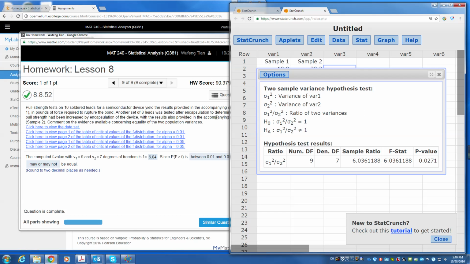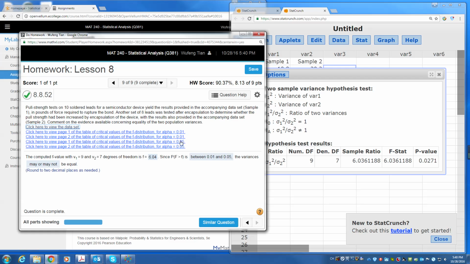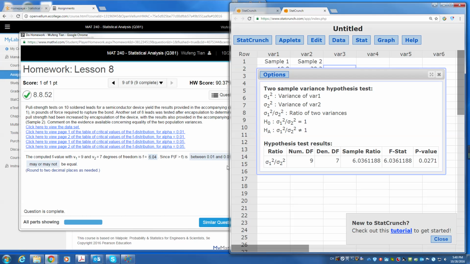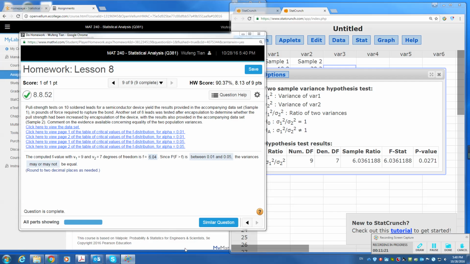I would suggest you use the formula in your textbook and try to work on this one. You have to find S1 squared and S2 squared, and then use the formula. The software can help you do it quickly, but I want you to at least try one problem by hand and see if you get the same F value. That's the whole explanation of the homework.